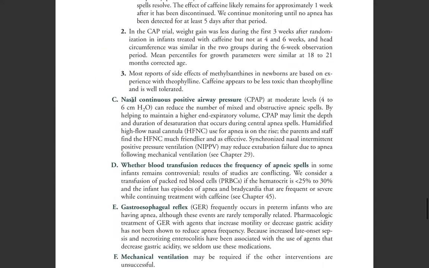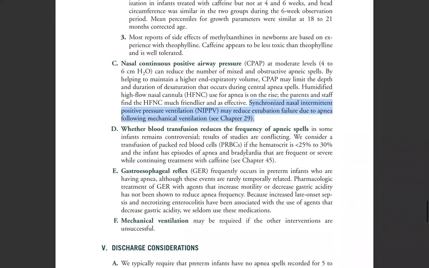Other things you can use: CPAP sometimes may be required, or high flow nasal cannula. If that is not effective, you may have to use NIPPV also. And after extubation, you may have to switch the baby to NIPPV to prevent apnea. Can you give blood transfusion to reduce apnea? Only if the hematocrit is less than 25 to 30% and the baby has refractory apneic episodes and bradycardia, you may try a blood transfusion, but the studies are conflicting.